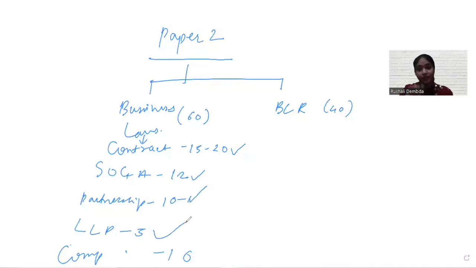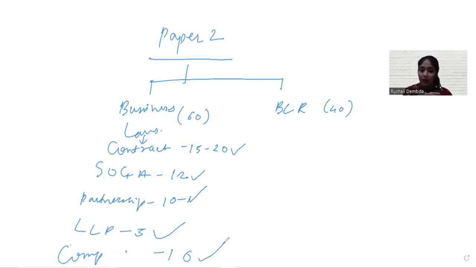LLP, Limited Liability Partnership Act: one short question is there, 5 marks, undoubtedly you'll get it. You have to revise and remember this one to get 5 marks. And then the last scoring chapter, from which you can expect minimum 10 marks, is the Companies Act. This is where we cover the major 60 marks of our syllabus.